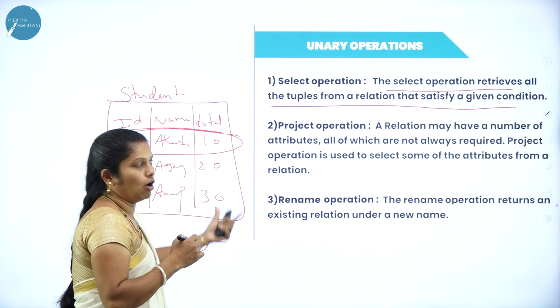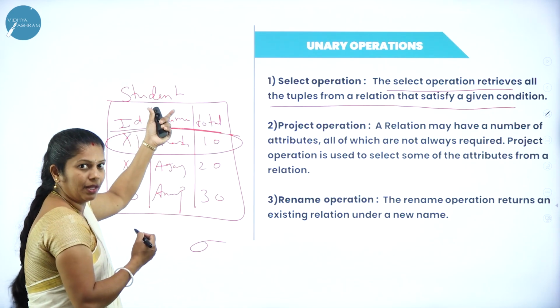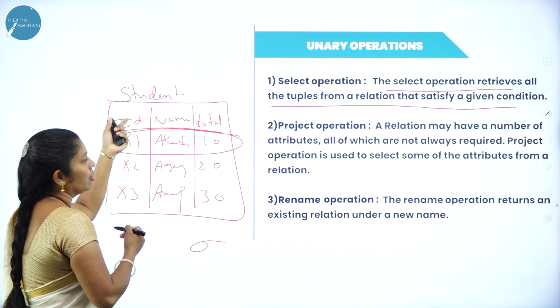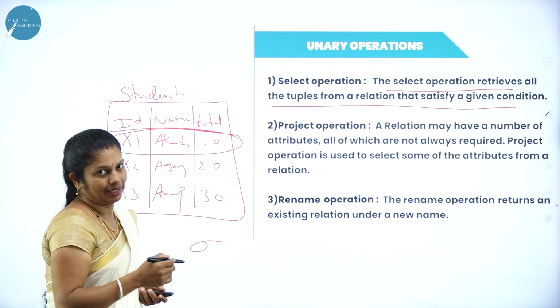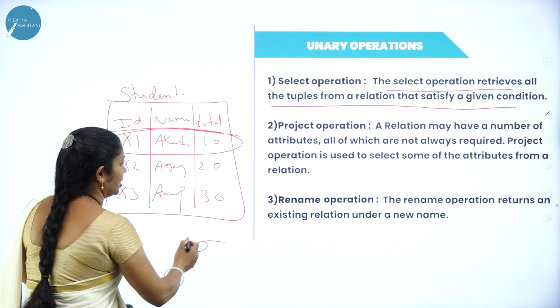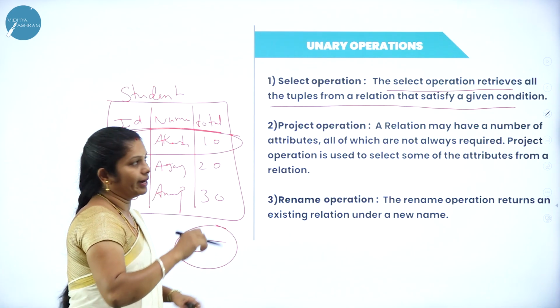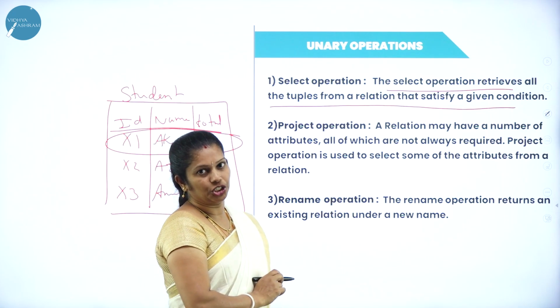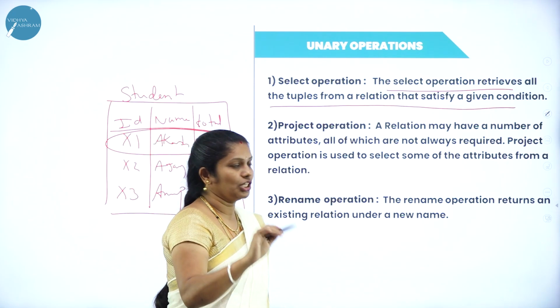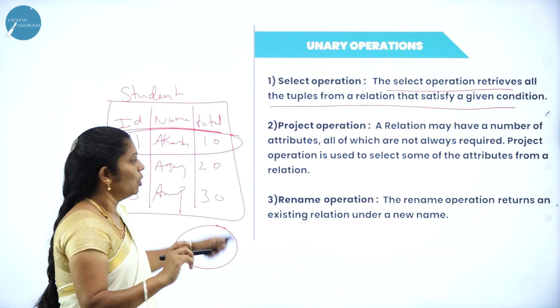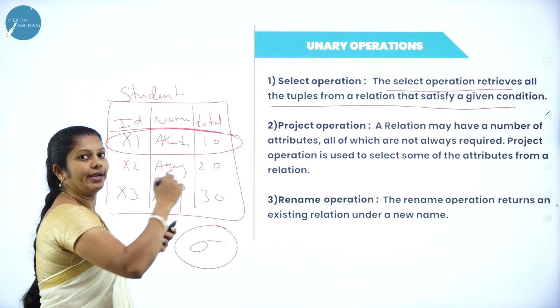Sigma, here sigma of this student table, where their register number or ID number is x1. Like that, we can give the command here. The main operator we are using for select operation is the sigma operator. Here it will retrieve all the tuples from a relation that satisfy the given condition. Whatever condition I want, I can give and I can access.